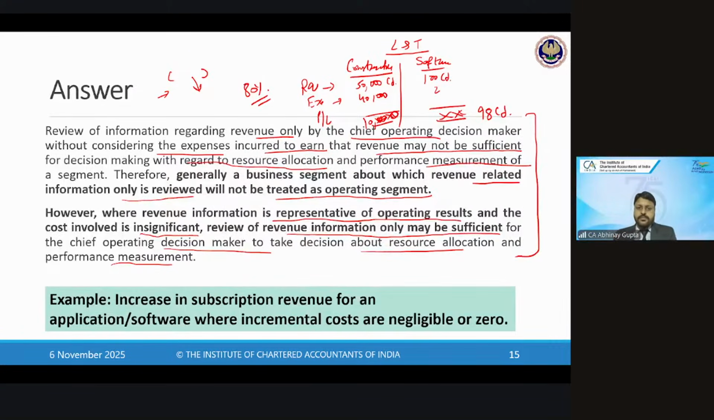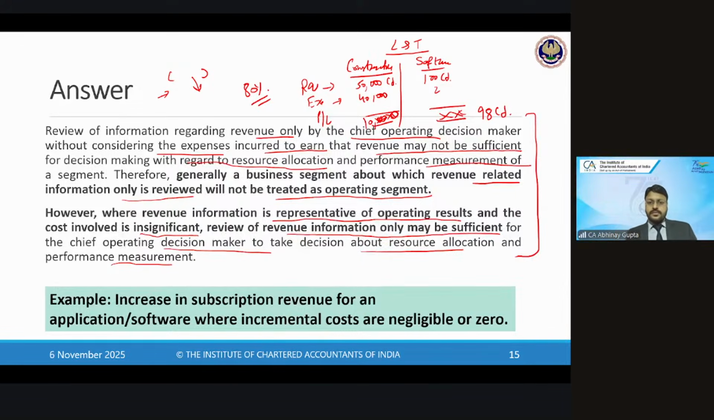I was saying that because my cost involved is insignificant, that doesn't matter because it is 1 crore, 2 crore annually, right? The only focus of the management is to see the revenue numbers, because if revenue is increasing, then it means the segment is performing good, right? Because my cost is insignificant and largely fixed, I will look at only the revenue number in that case. So in that case, it will be an operating segment by virtue of that, because the cost is insignificant.